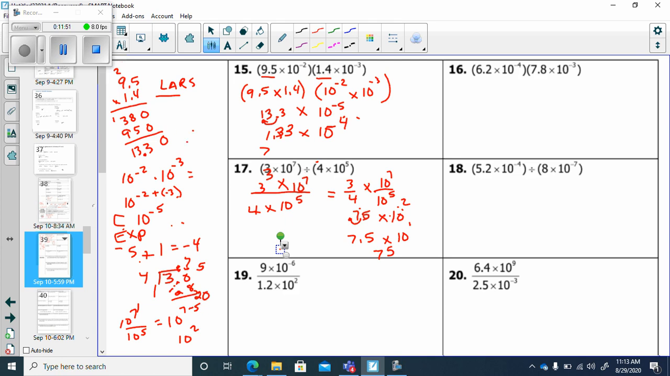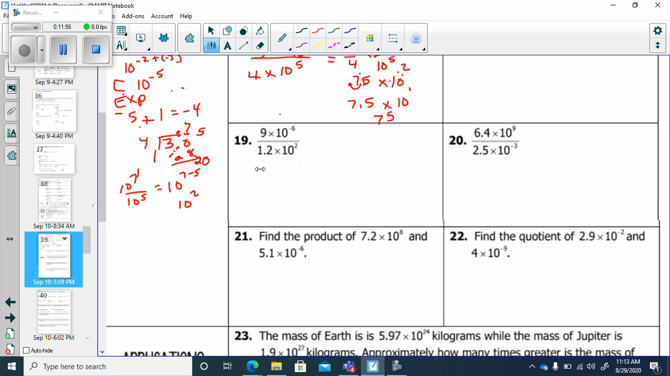Let's see if we can see 19. Trying to find my, there we go. Let's look at 19.